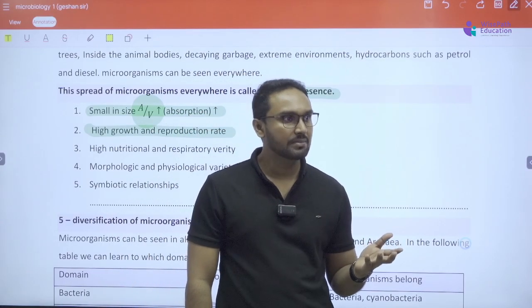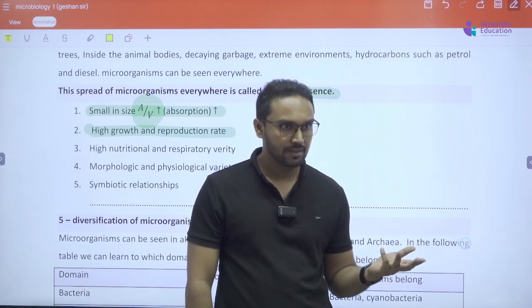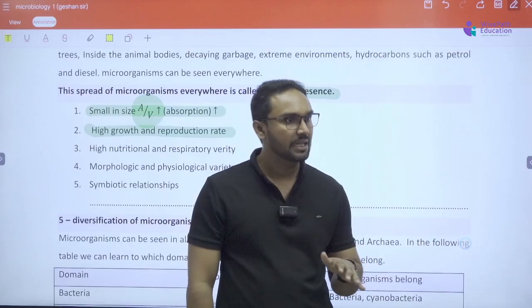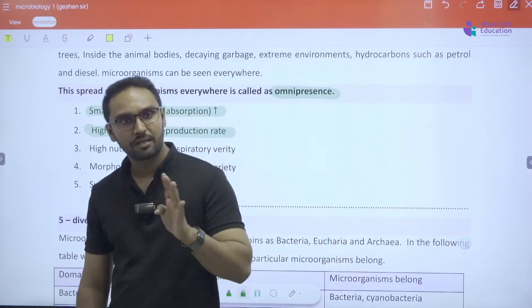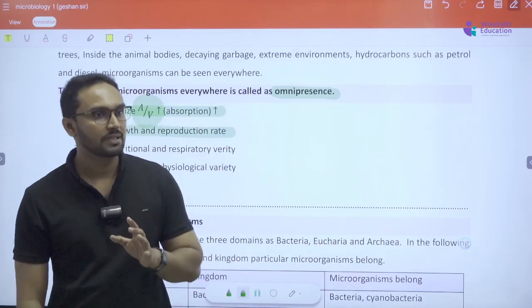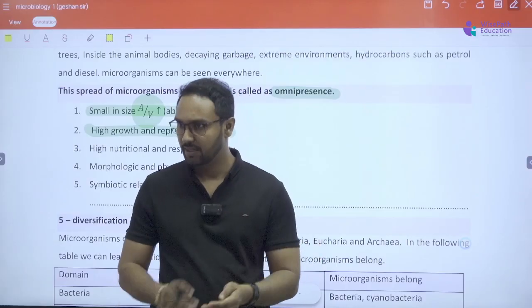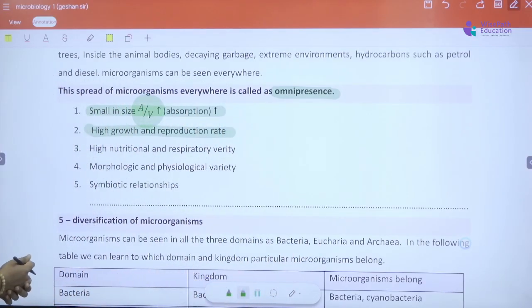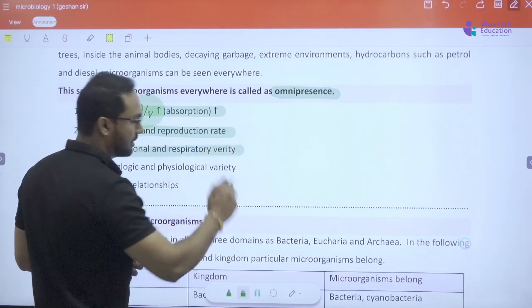But the microorganisms can find another way of getting nutrition for themselves, right? Because of that, they are present everywhere. That is what is called omnipresence, right? Because of the different nutritional types and the different respiratory types, they are surviving everywhere. So there is high nutritional and respiratory variety, or diversity, right?